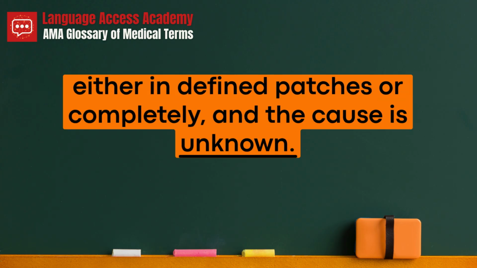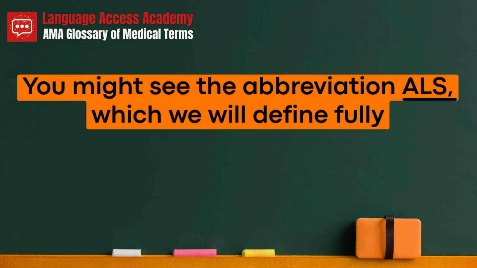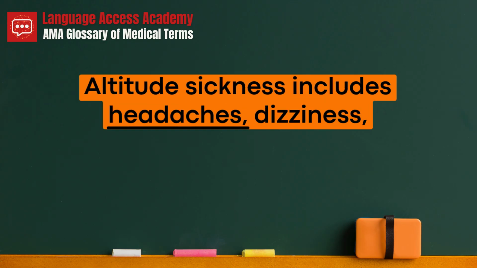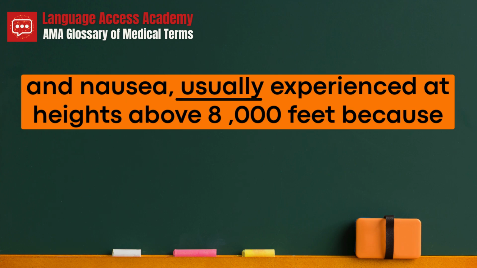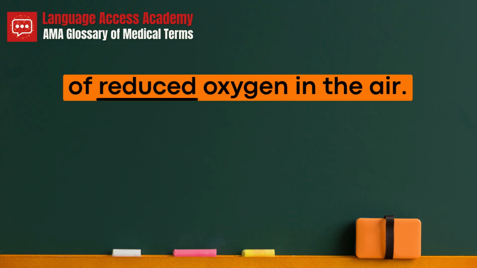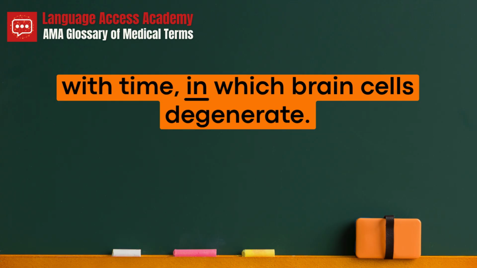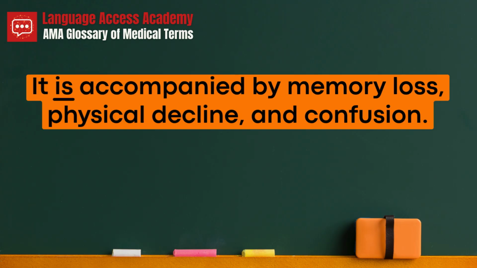You might see the abbreviation ALS, which we will define fully in a moment as amyotrophic lateral sclerosis. Altitude sickness includes headaches, dizziness, and nausea, usually experienced at heights above 8,000 feet because of reduced oxygen in the air. Alzheimer's disease is a condition that occurs late in life and worsens with time, in which brain cells degenerate. It is accompanied by memory loss, physical decline, and confusion.